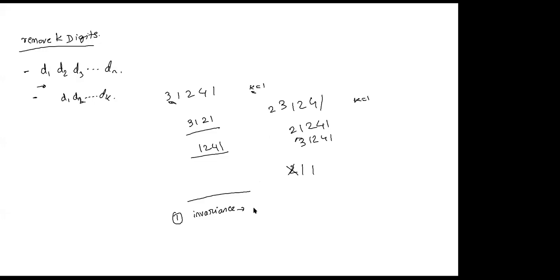So the invariant that I will have is a monotonically decreasing stack, and it will contain all the digits in the final solution.